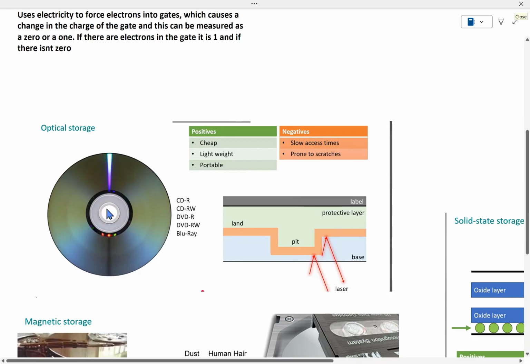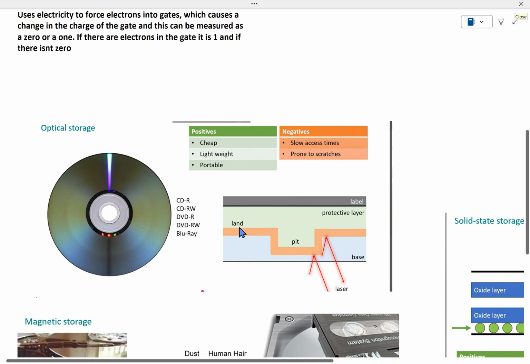A laser shines on the disk surface. The lands reflect the light back, and the pits do as well. However, the pits reflect the laser beam differently, and that reflection is recorded. So the lands are sort of 1, and the pits are 0, and that's how they store bits.